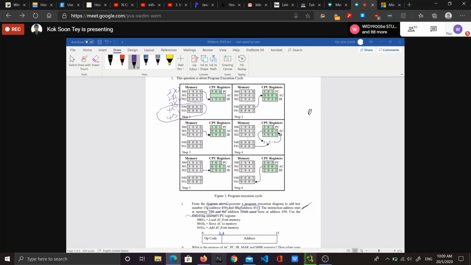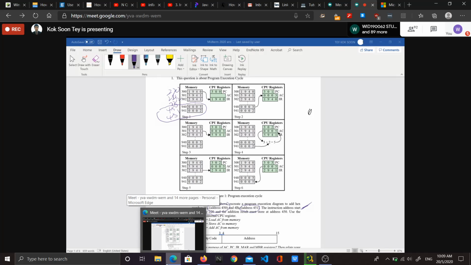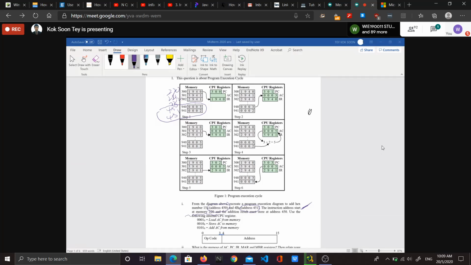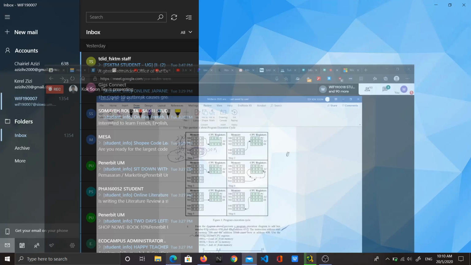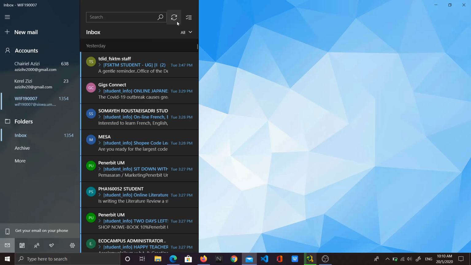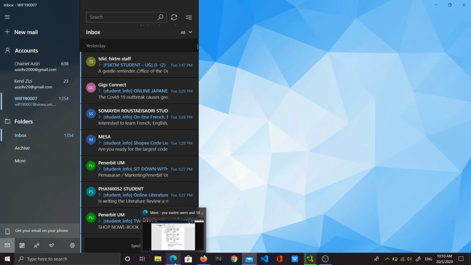What data should be inside here? 450 should be your hexa number 15, right? So it should be 0015, as they're given in the question. The next one should be 4B, 004B.